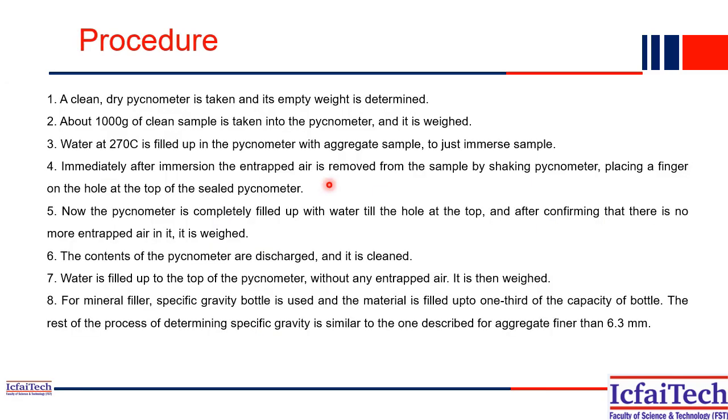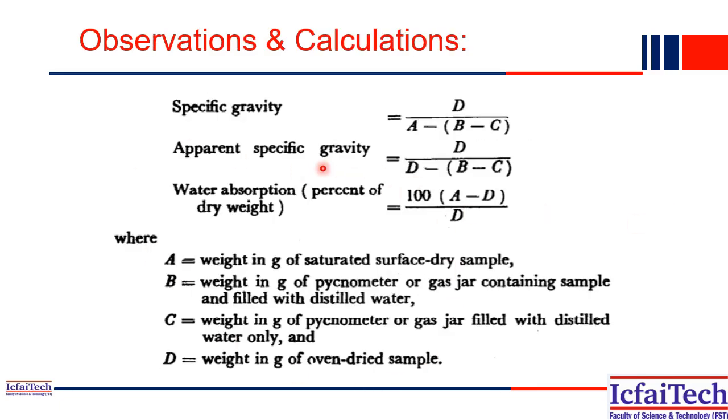So now the procedure is, at the beginning, first we will take 500 grams to 1 kg of sample. Then we will pour it in the pycnometer, and then we'll find out the weights and all. So we'll see, this is the observation chart. Basically we have to find out, we have to measure these four quantities: A, B, C, and D.